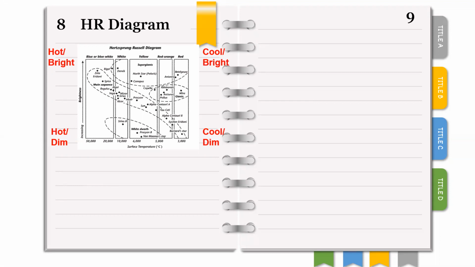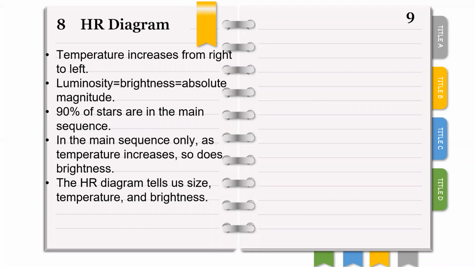All right, so the words we're going to write at the bottom: my people that are doing the Google Slides, your answers are on the next slide, embedded in our notes. If you don't get them, don't worry, I'm going to put the answers up anyway. So we have hot, bright, cool, bright, hot, dim, and cool, dim. These are our notes for our bottom little portion.